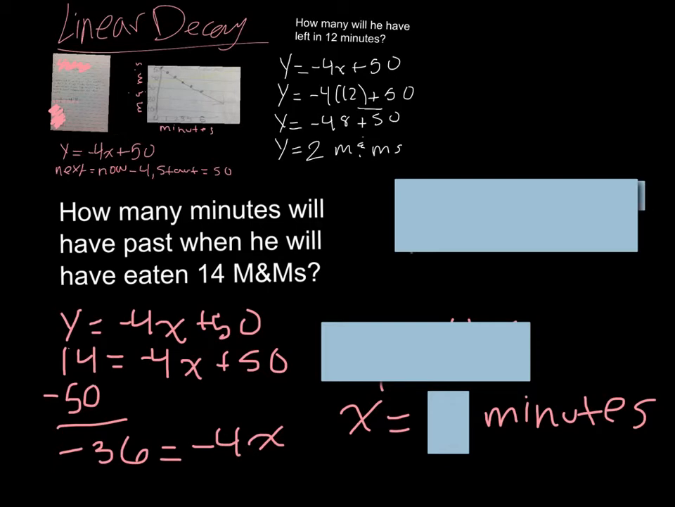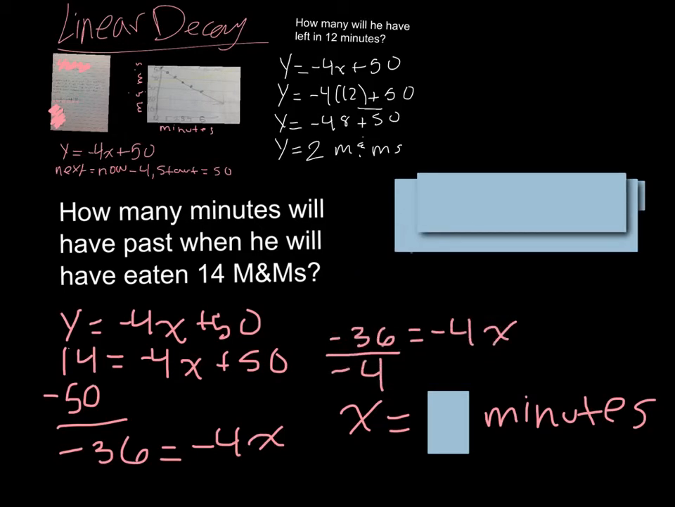Now you want to take 50 and subtract 14 to put on the opposite side, and then you get negative 36, and that is equal to negative 4x because we just dropped that down. And now we have to divide it. So negative 4x divided by negative 4, and you leave the x there, and that is 9 minutes. So x equals 9 minutes, which means in 9 minutes he will have eaten 14 M&Ms.